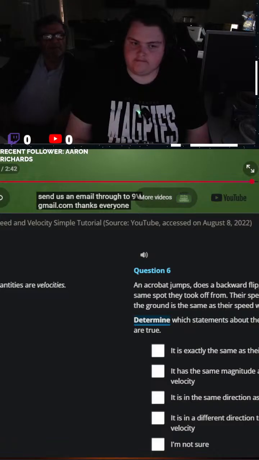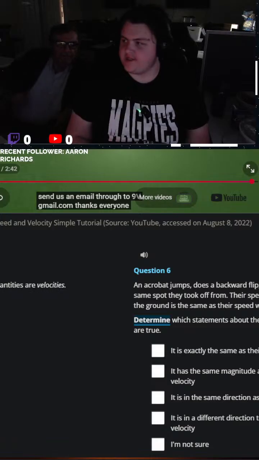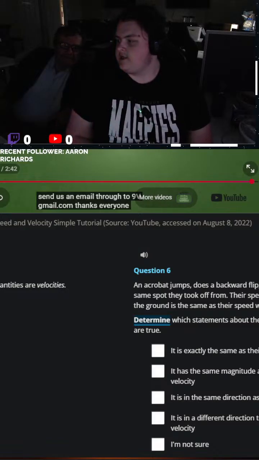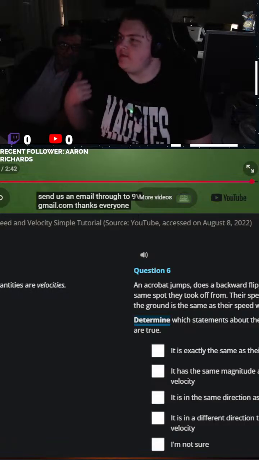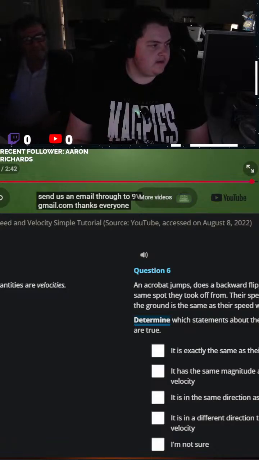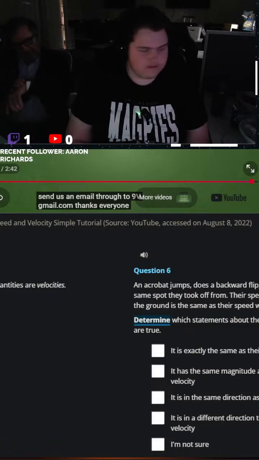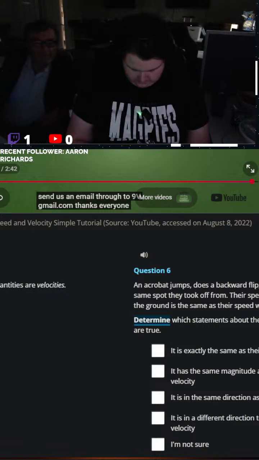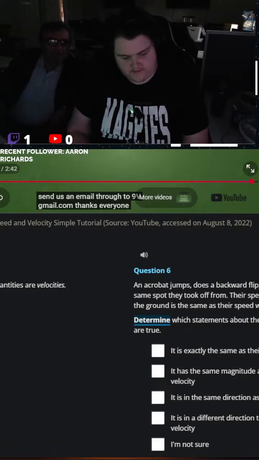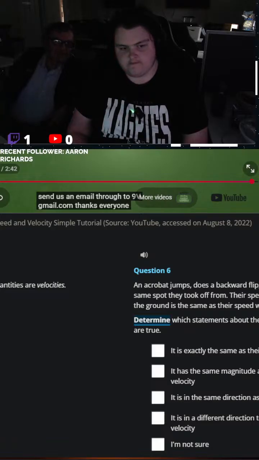Identify which of the following quantities are velocities. Easy. So which one is the magnitude? Which of the following are velocities? You should know that easily.